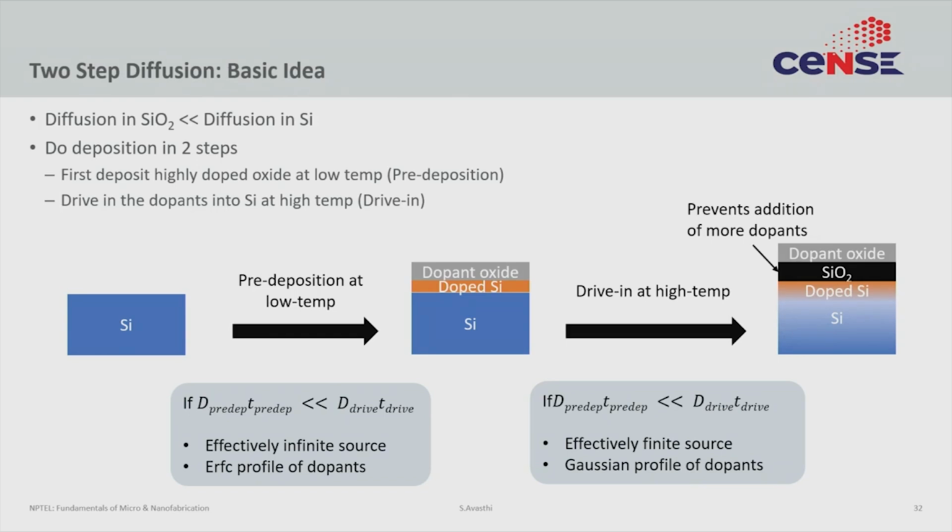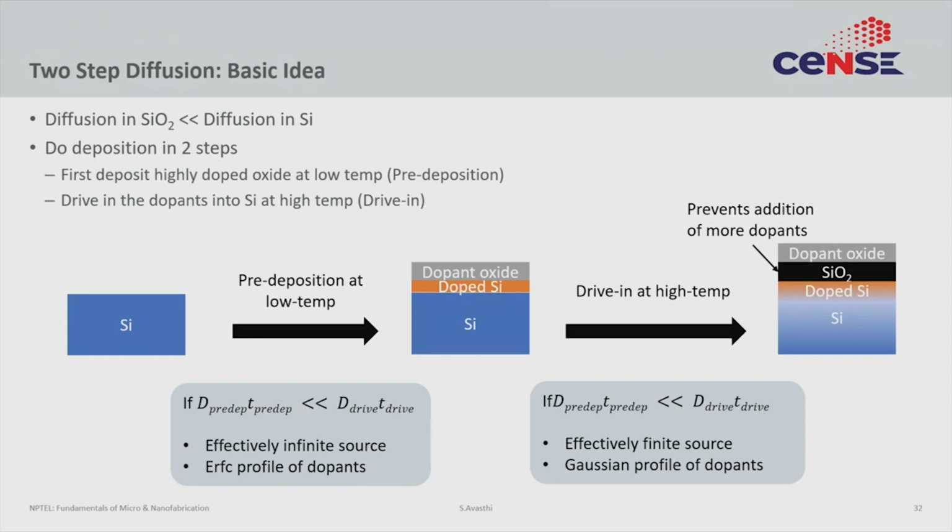To solve this problem, people often use a two-step process, where the deposition of the dopant at the surface and the diffusion of the dopants inside silicon is split into two halves, instead of doing it all in one shot. So, there is a pre-dep step, or pre-deposition step, and a drive-in step.